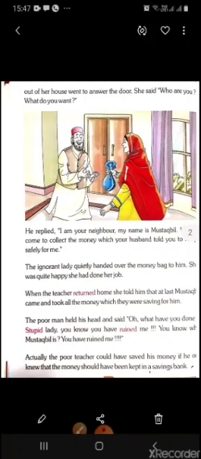"I've come to collect the money which your husband told you to keep safely for me." So what did the neighbor reply? He replied that his name is Mustaqbil. Why did he say his name is Mustaqbil? Because that neighbor was very clever and he had already heard the old teacher saying that they are keeping money for Mustaqbil. So he named himself Mustaqbil and told his wife that he had come to collect that money which her husband had already kept safely.